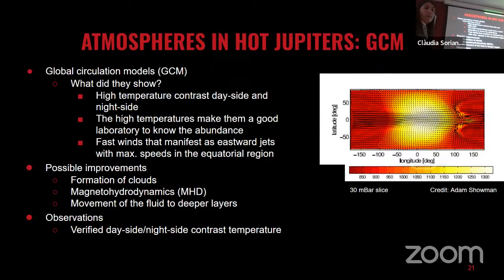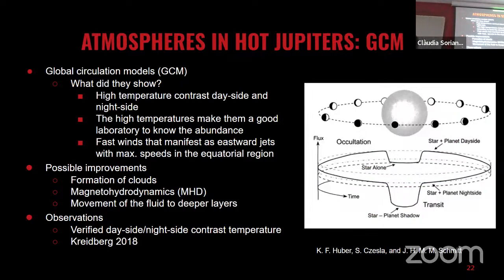in research, but the fact is that global circulation models are not studied just from a simulation or theoretical point of view, but they are also studied from an observational point of view. So from observations and from transits and data inferred from these transits, they have seen in a 2018 paper that there exists this difference in temperature between the day side and the night side and these winds in the atmosphere.